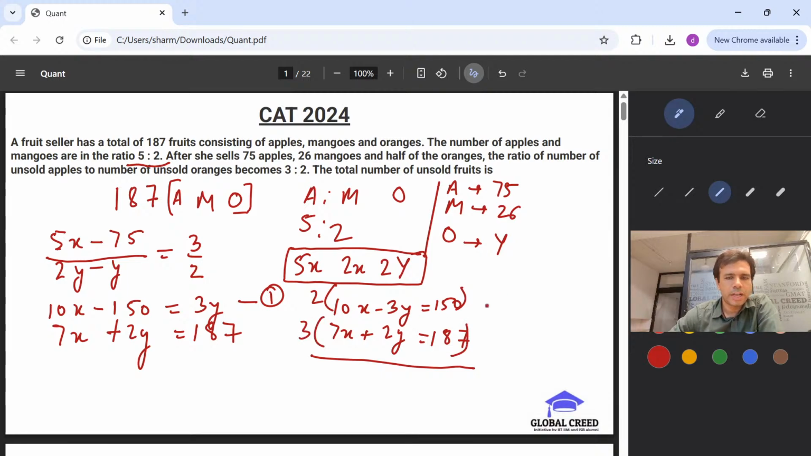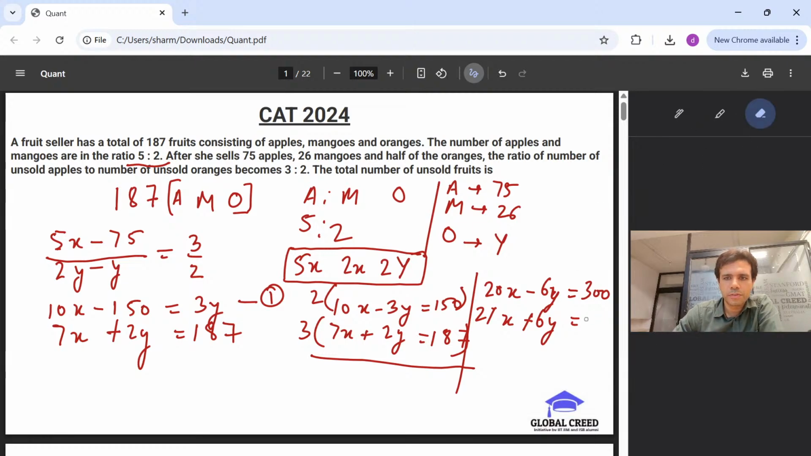So what do we get? If we calculate these, we'll get 20x minus 6y is equal to 300, and 21x plus 6y is equal to 3 times 187, since we multiply by 3. So 3 times 187 would be 561. And then you solve these two equations.